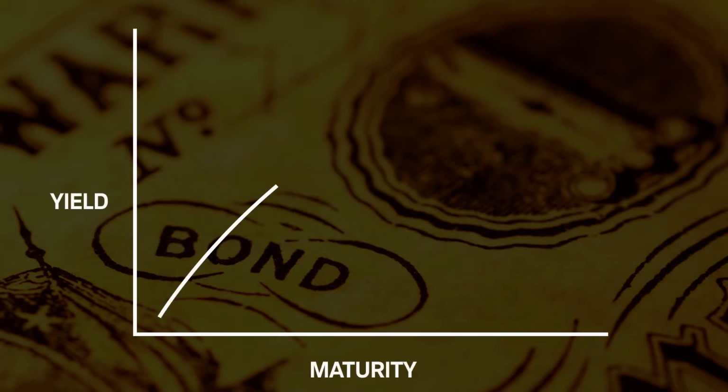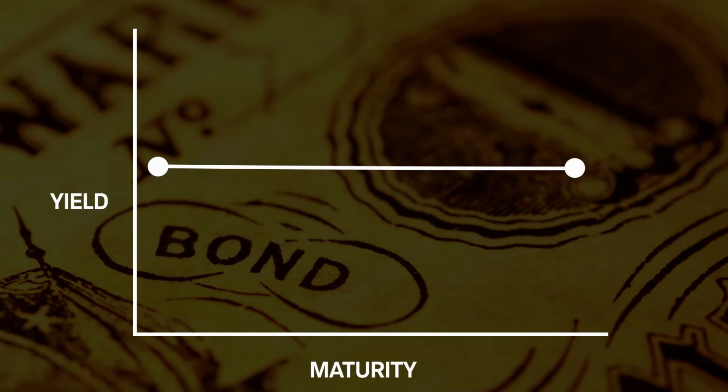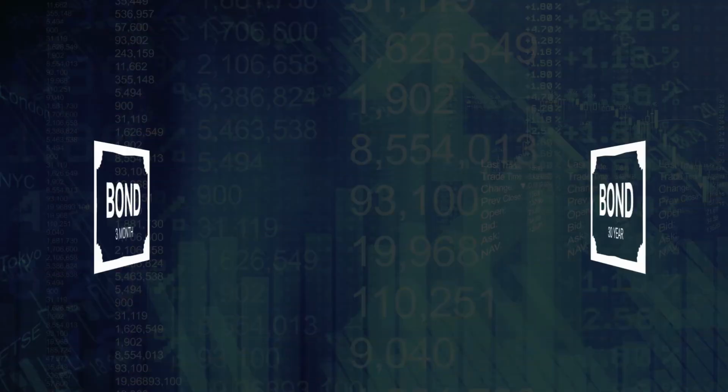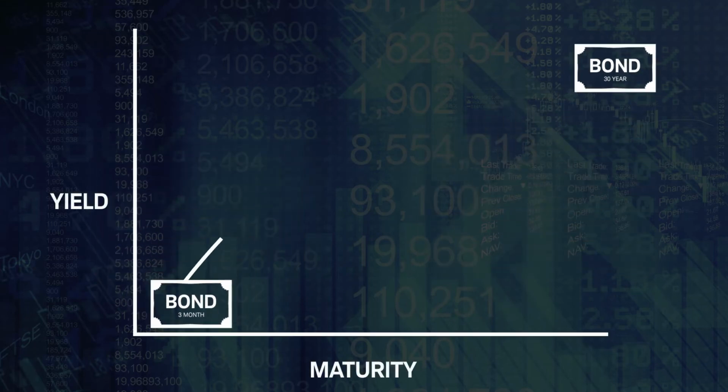A positive upward sloping yield curve occurs when yields of shorter maturities are lower than yields of longer maturities. Conversely, an inverted downward sloping yield curve forms when yields of shorter maturities are higher than longer maturities. A flat yield curve results when yields for short and long-term maturities are roughly equal. The yield curve is normally in a positive slope because shorter maturities typically yield less than longer maturities.